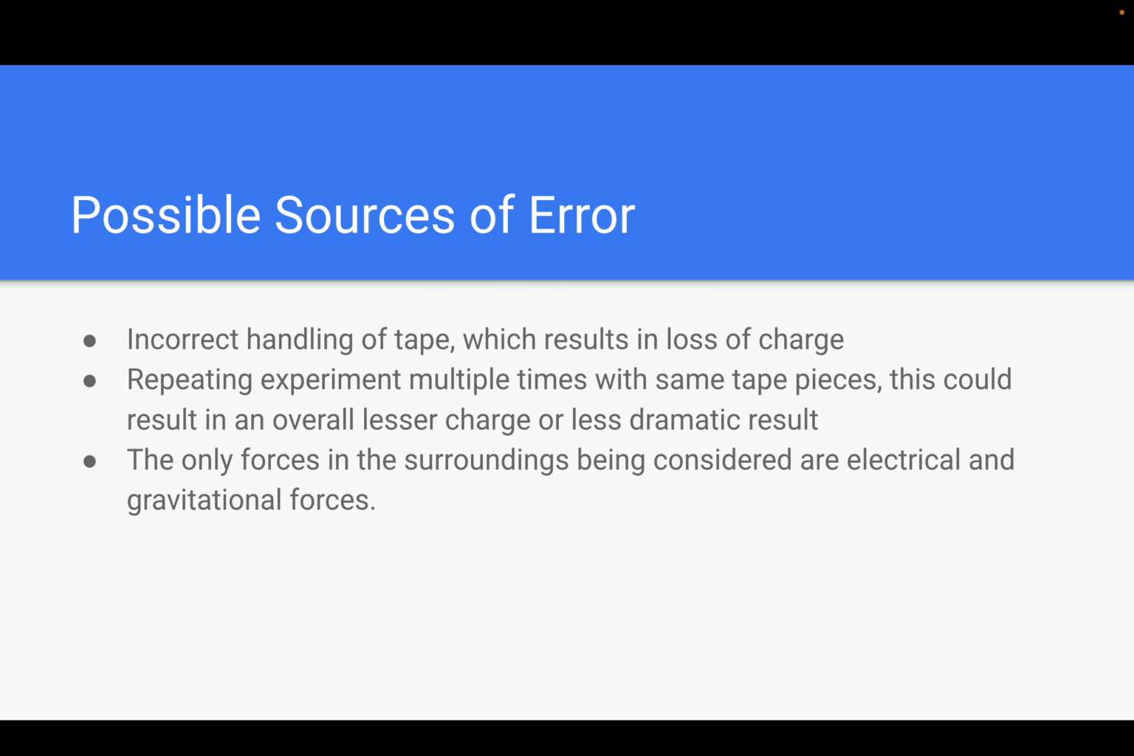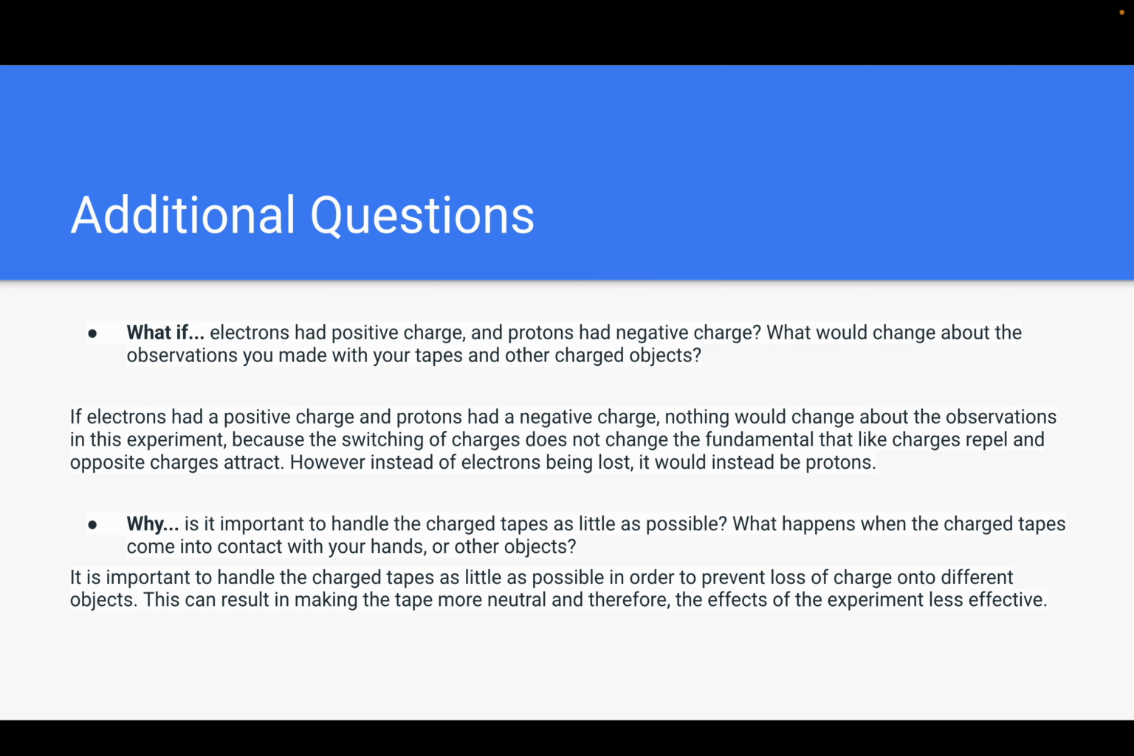Possible sources of error include incorrect handling of tape, which results in loss of charge, and repeating the experiment multiple times with the same tape pieces, which could result in an overall less charge or less dramatic result. And the only forces in the surroundings that were being considered were the electrical and gravitational forces.